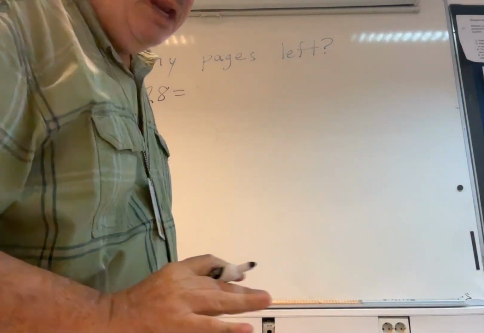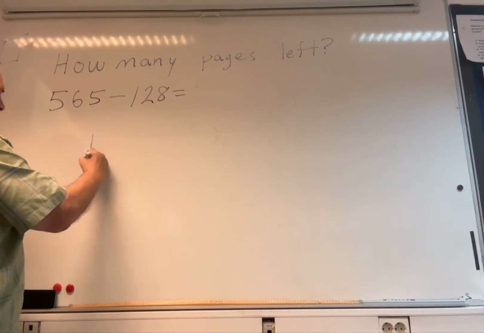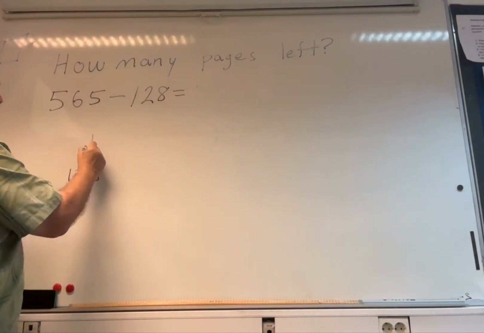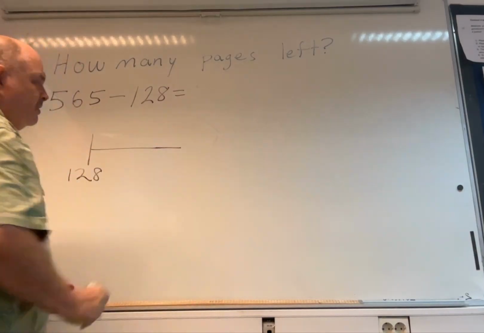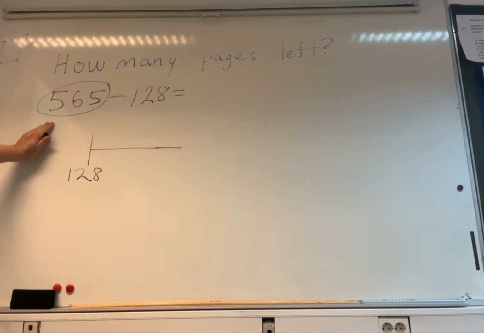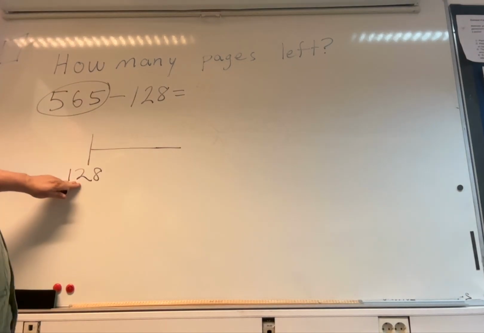Okay, once again, we're going to try a number line with it. It's going to be an open number line. We're going to start here with 128, okay? And we're going to be jumping out towards our target number, 565. I'm going to start with hundreds, okay? So hundreds. So 128, can I add 500? No, that would put me at 600.